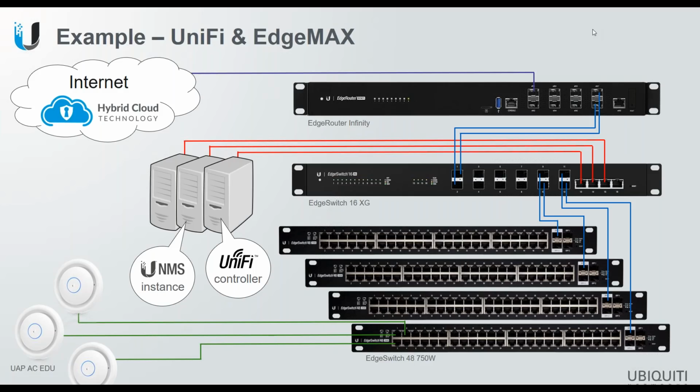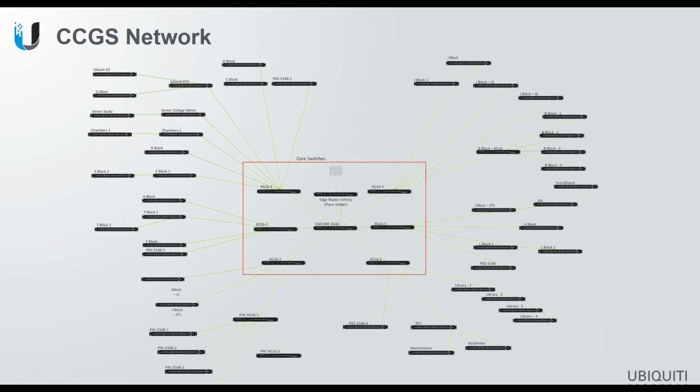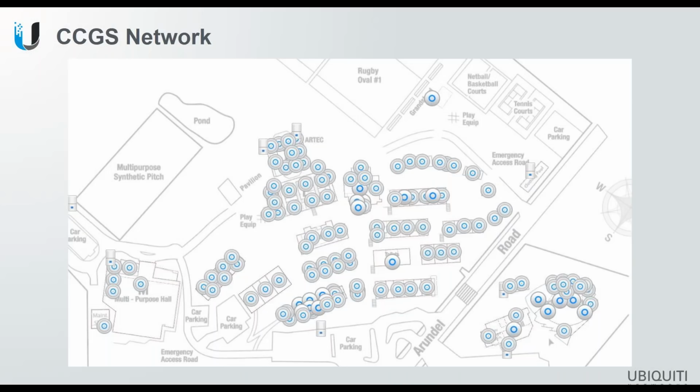I won't go too much into this. I'll let Dave jump in in a sec, but here's a quick diagram of Central Coast Grammar's network, just for switching. So you can see in the core, they've got the Edge Router Infinity, along with a few XG 16 ports for the aggregation, and then they've got PoE switches distributed around the place. And there's a map showing the layout of their APs.